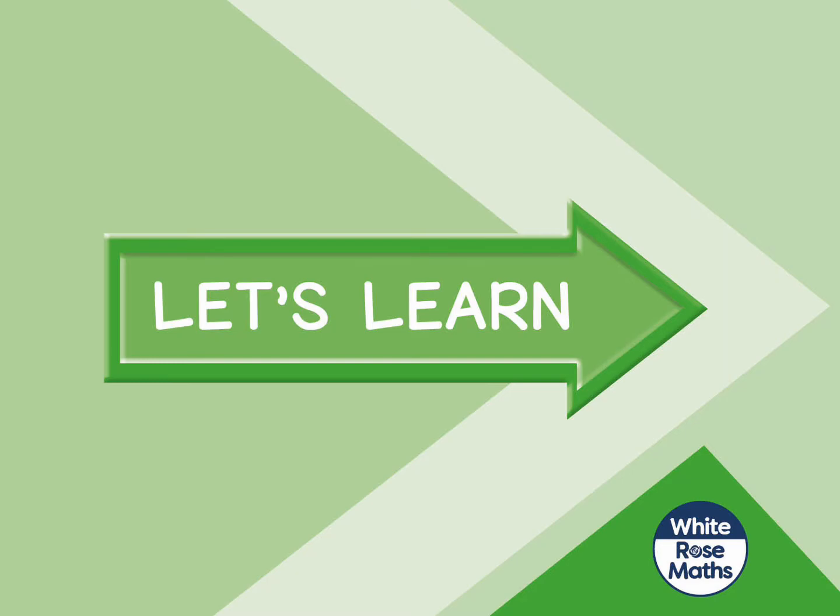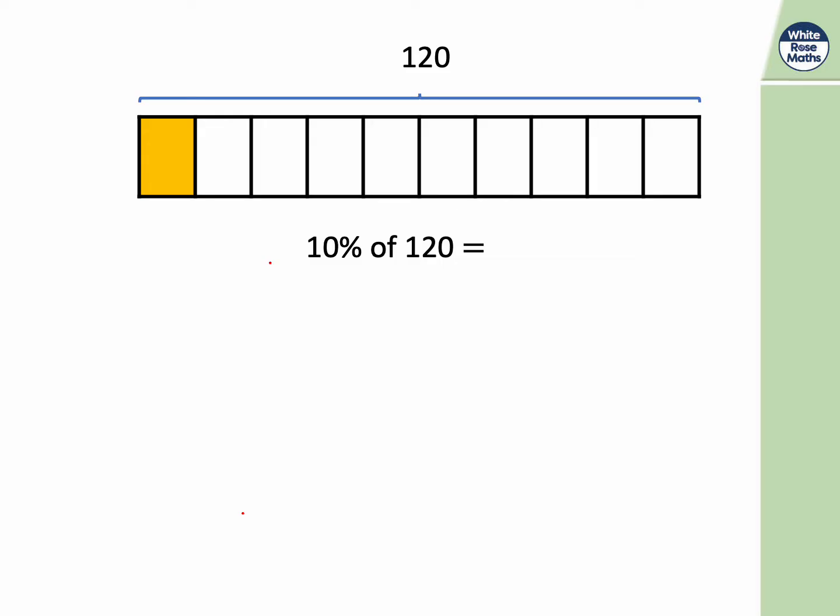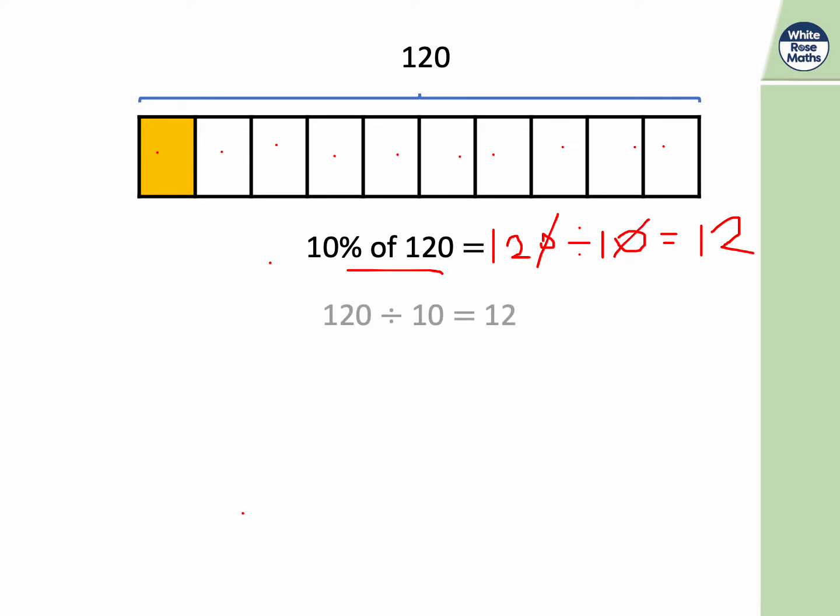Next part, so let's learn. To work out 10% of 120, I divide it into 10 equal parts. I've got 1, 2, 3, 4, 5, 6, 7, 8, 9, 10. So I do 120 divided by 10. Now, dividing anything by 10 just means I move the decimal point one place to the left, or in this case, I take off a 0, and I get the answer of 12.